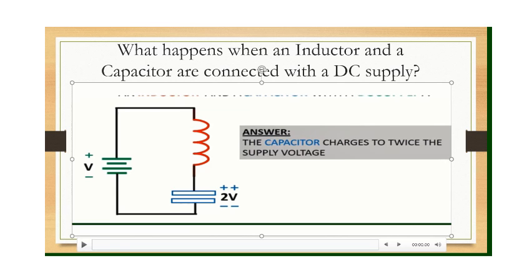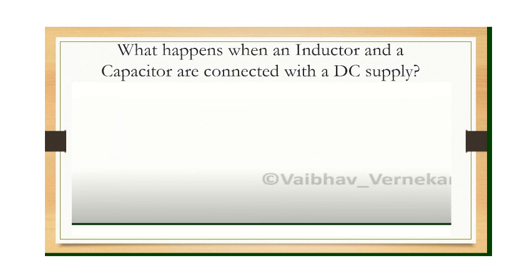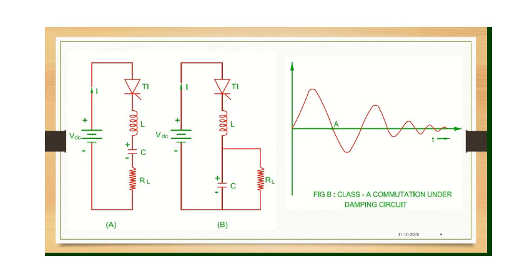With this knowledge, let's move on. This is our class A commutation circuit. If you observe, you have the inductor and capacitor connected in series with the load, and the SCR connected in series with the L and C components. If the load used in the circuit is of lower value, then generally we will connect the load in series with the L and C and the SCR or the thyristor.